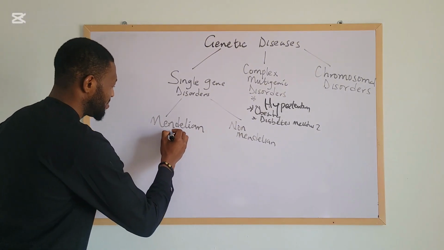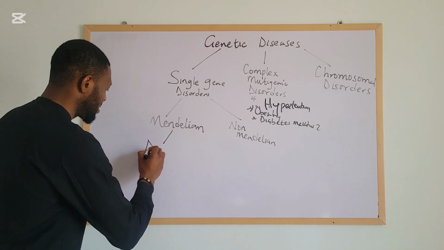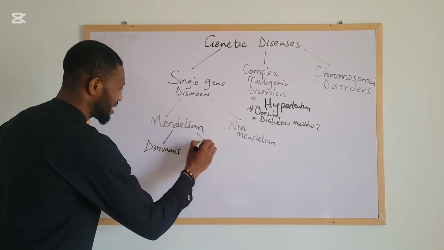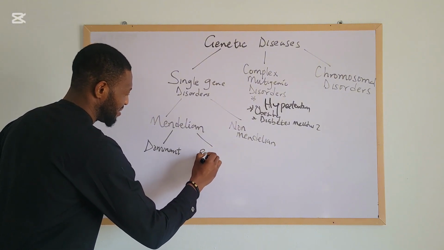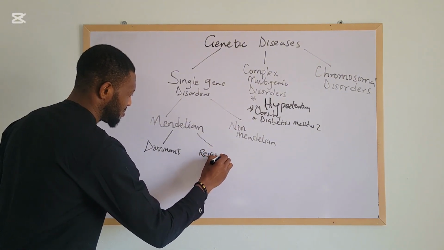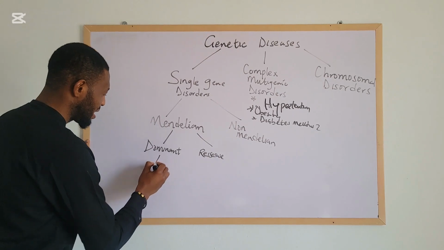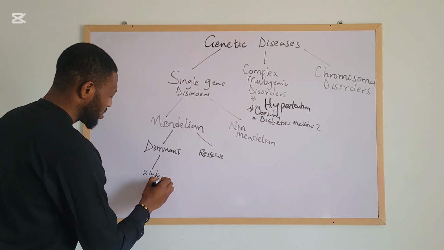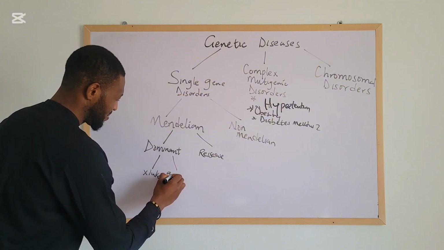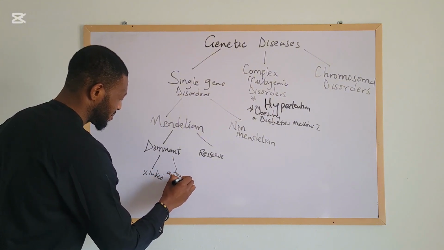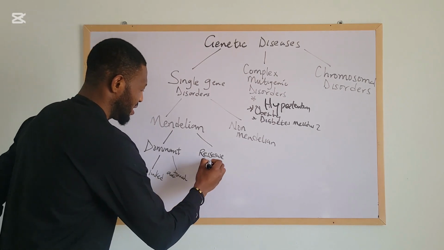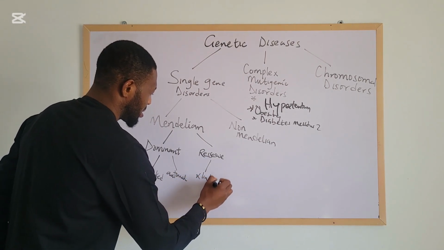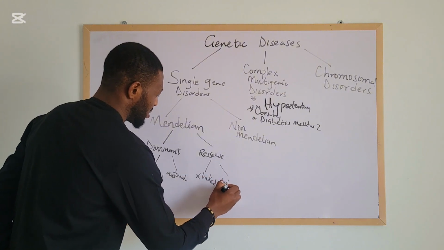Mendelian disorders can be classified as dominant, or they can be recessive. Okay, and this dominant can either be X-linked or autosomal. The same applies to recessive. It can also be X-linked or autosomal.